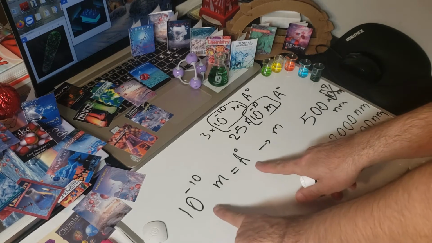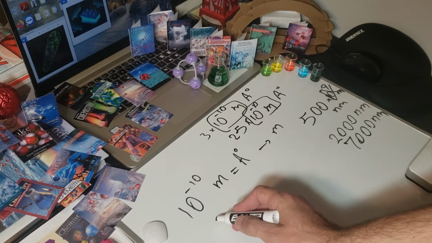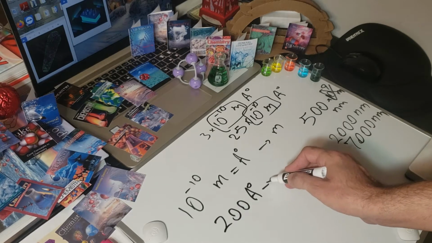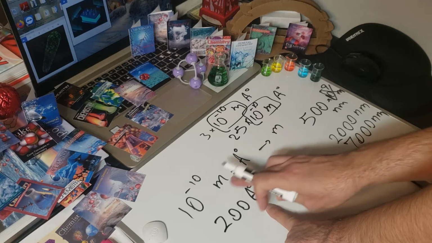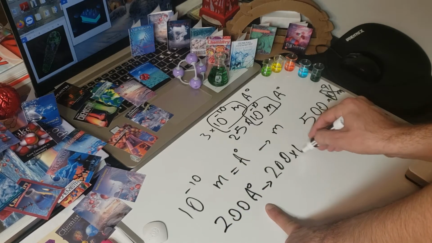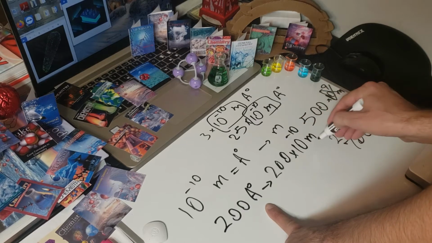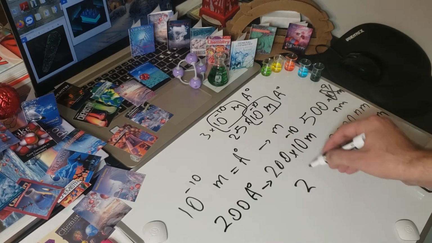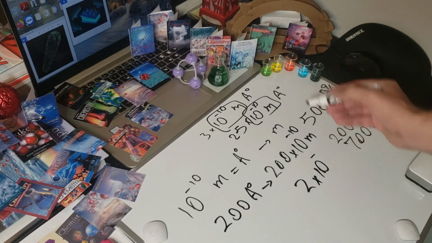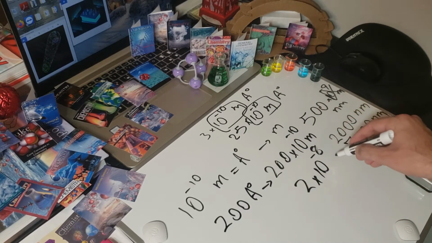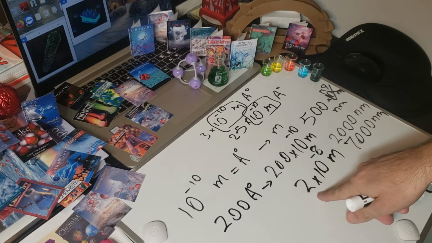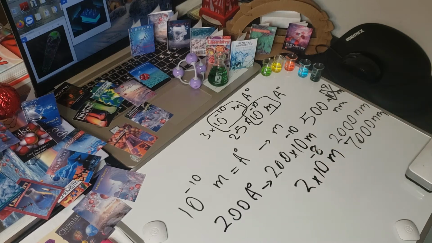But what if somebody told you that it's 200 angstroms, how are you going to express it in meters? Then you just replace the angstrom with its equivalent in meters, and that would be 200 times 10 to the minus 10 meters. You could make it simpler: 2 times 10 to the minus 8 meters. Just like we discussed, if you make this 200 small, you have to make that one bigger by 2 orders.